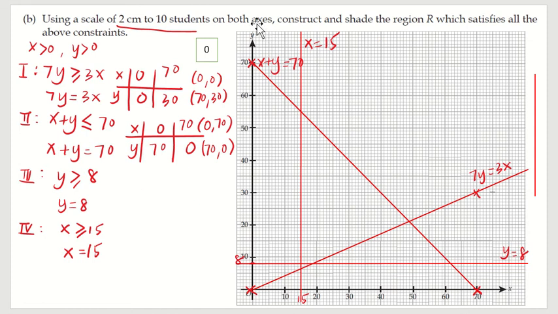So far, okay for drawing. For the drawing, this part will get you around 3 marks.